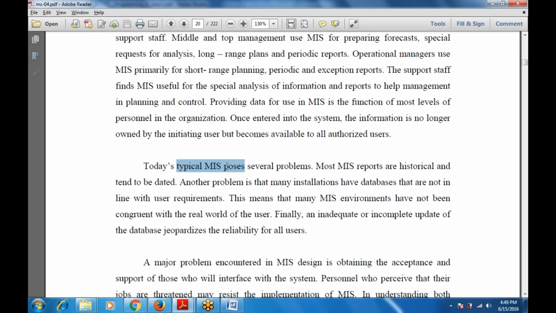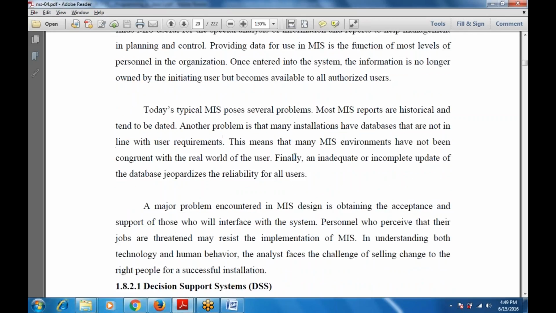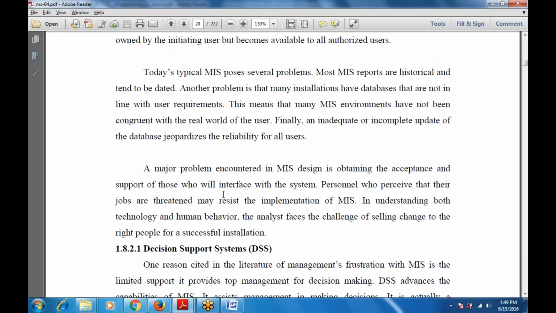And today's typical MIS poses several problems. Most MIS reports are historical and tend to be dated. Another problem is that many installations have databases that are not in line with the users' requirements. And finally, an inadequate or incomplete update of the database affects the reliability for the users.